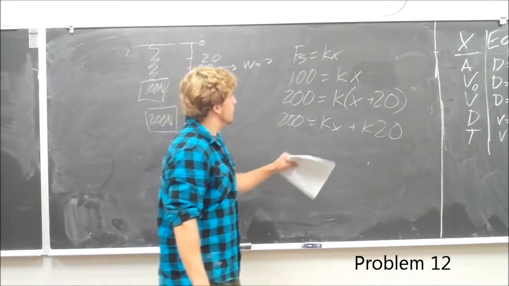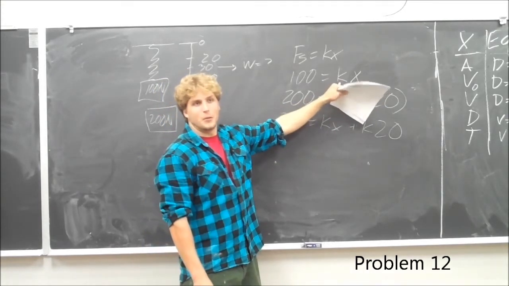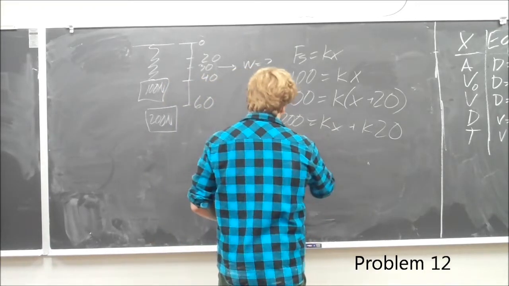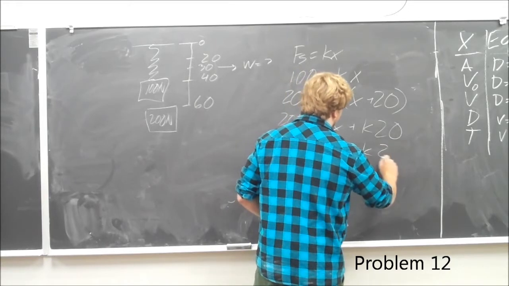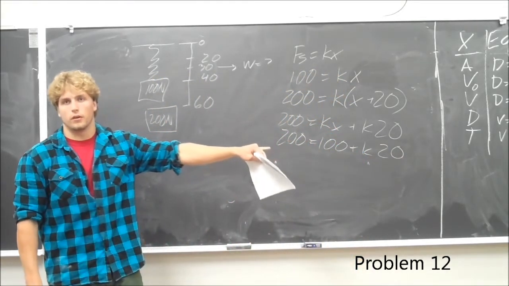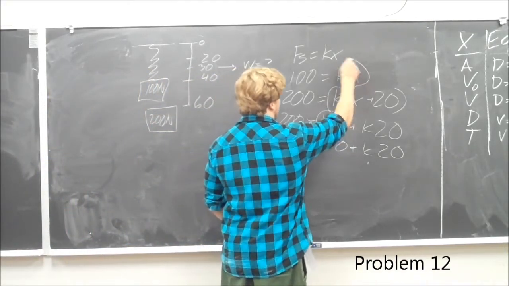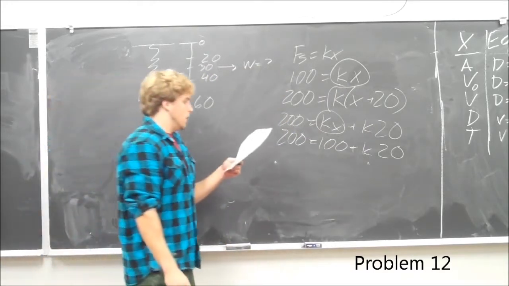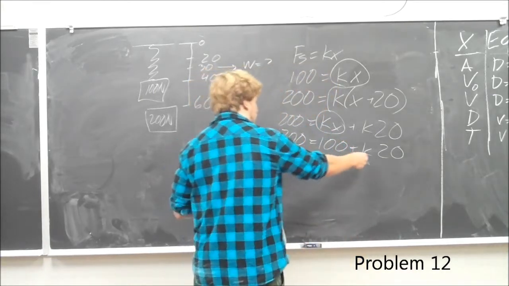And here is where we go ahead and say, hey, Kx. We can plug in 100 right there. Sweet. 200 is equal to 100 plus K20. And we still have our variable K in there that we're trying to solve for. Just going to point this out. Okay? And yeah. So then we solve for K.